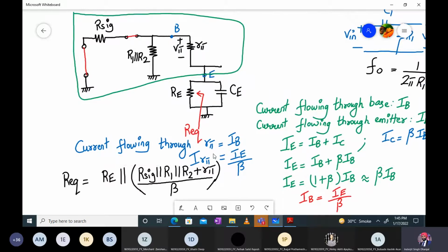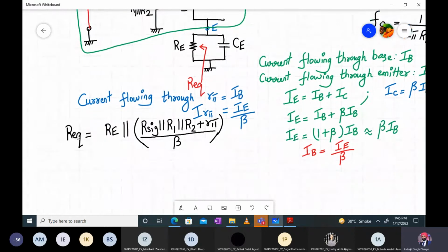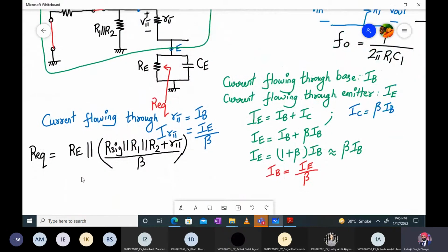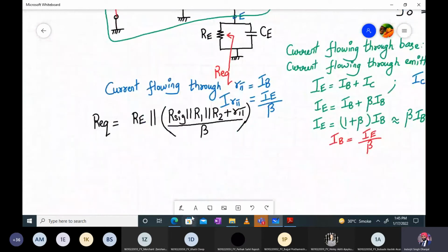So R equivalent is RE parallel to R sig parallel to R1 parallel to R2 plus R pi, the whole divided by beta. Because if I divide by beta, then only I can convert this as a base current in terms of emitter current. So emitter current divided by beta is my base current basically. Okay, the exact value will be 1 plus beta, but we have approximated it over here, right? And now we know this answer, R equivalent. We can write over here finally.